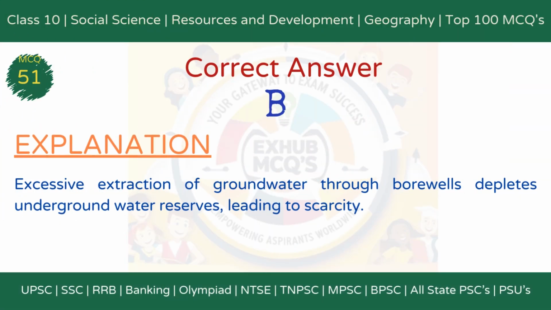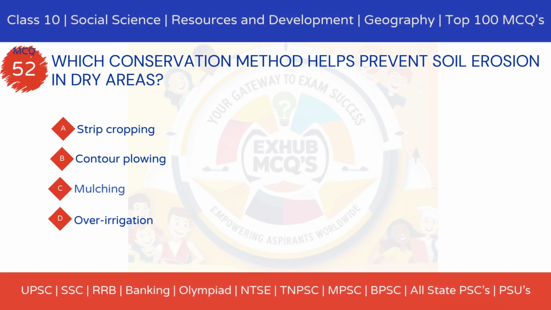The correct answer is option B, overuse of bore wells. Explanation: excessive extraction of groundwater through bore wells depletes underground water reserves, leading to scarcity. MCQ 52, which conservation method helps prevent soil erosion in dry areas? Option A, strip cropping. Option B, contour plowing. Option C, mulching. Option D, over-irrigation.